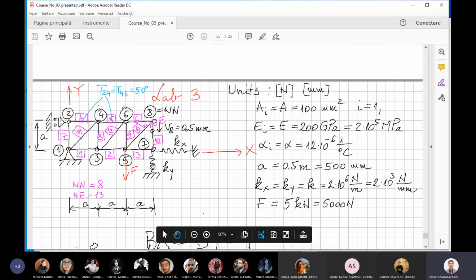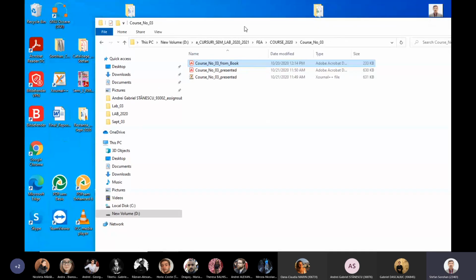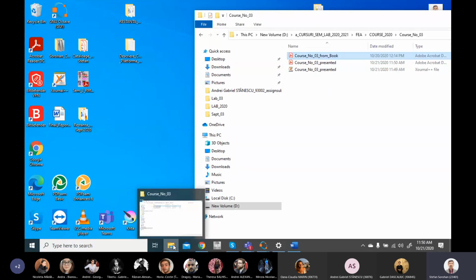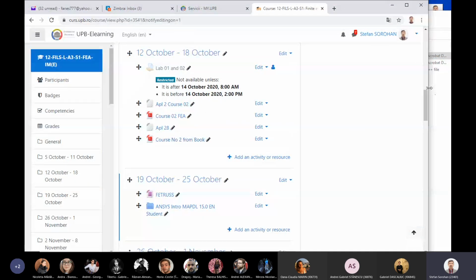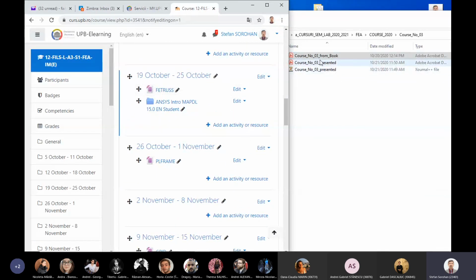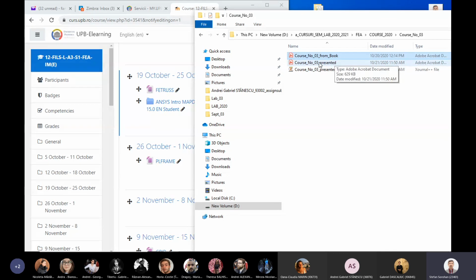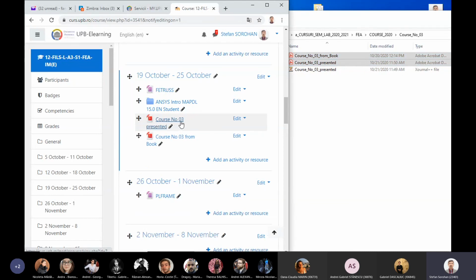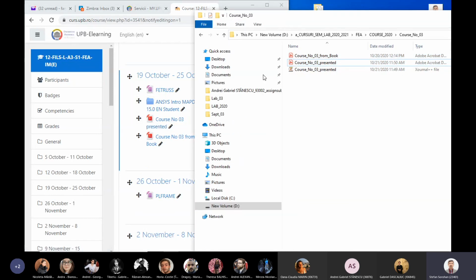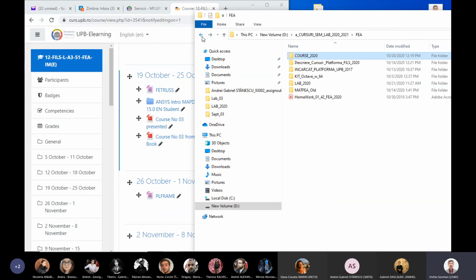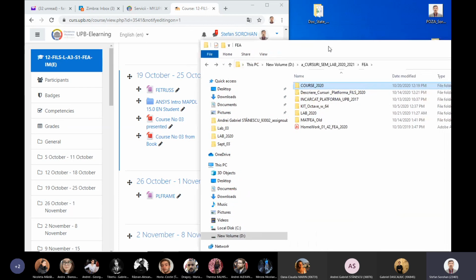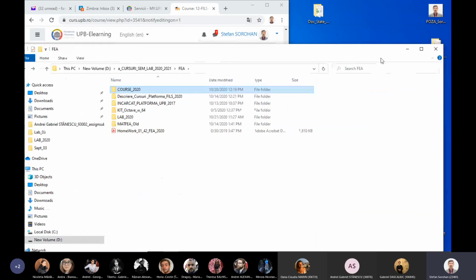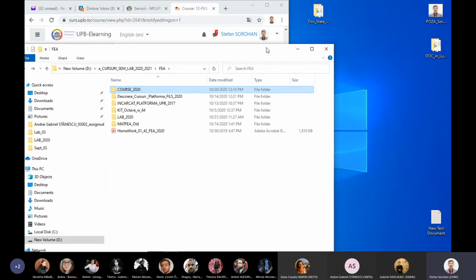This particular problem, the input file you have. So let's put the course also here. This one and this one, both. And if you have time, take a look at this information here. Finite element programs are very important for you as mechanical engineers. So please try to read. You have no more courses, so you have time today.